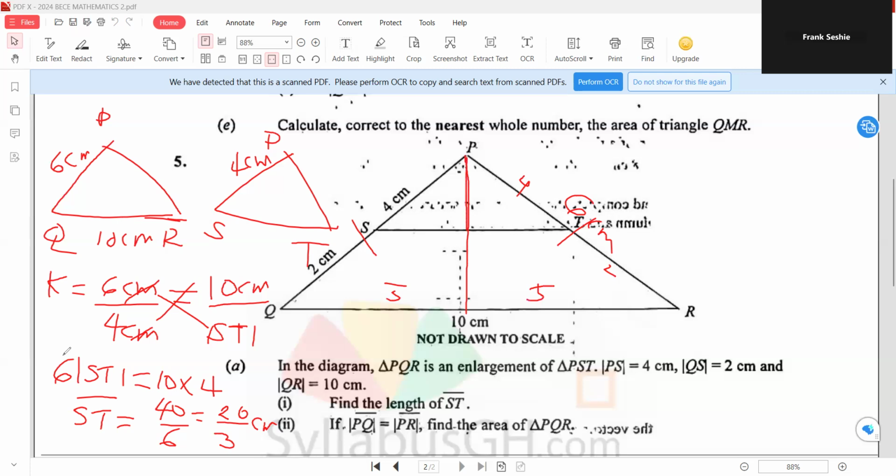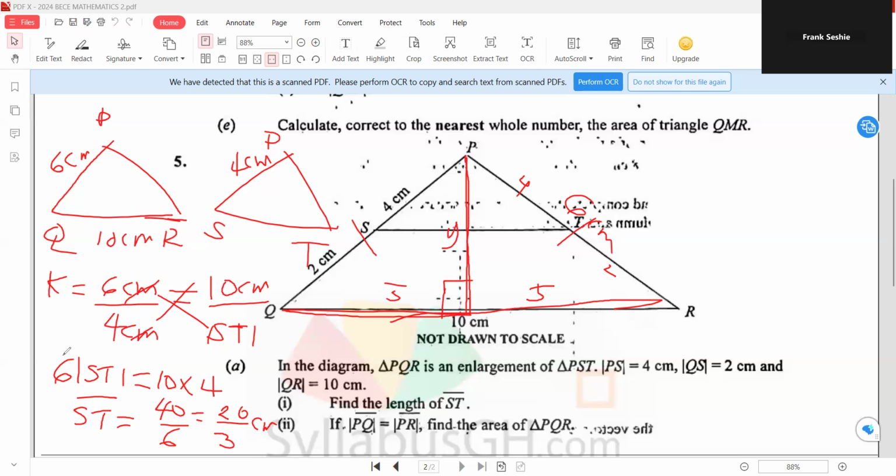So this height here, and this is the base. The base is the entire length QR. So I have to find the height using Pythagoras theorem. So this is my Y. Let me use Y for my height.